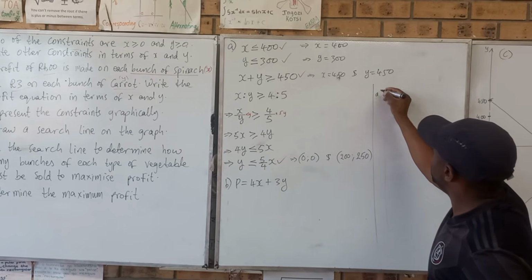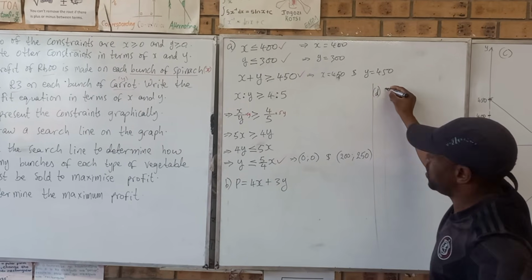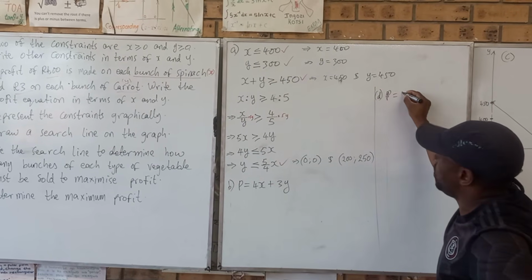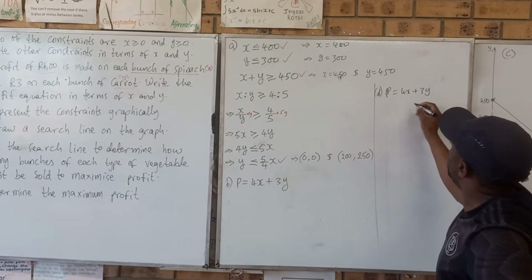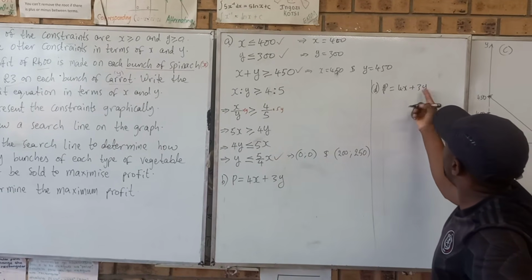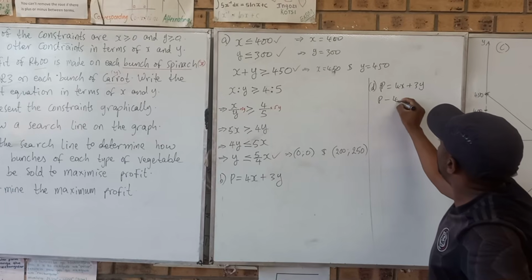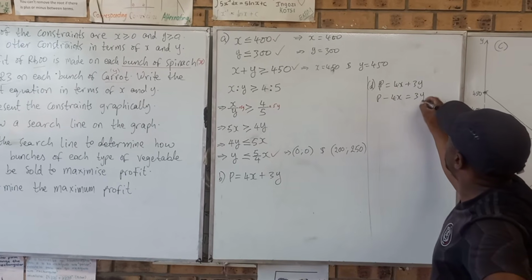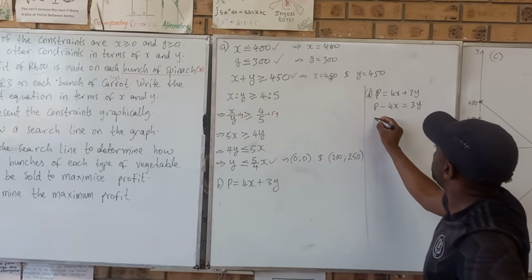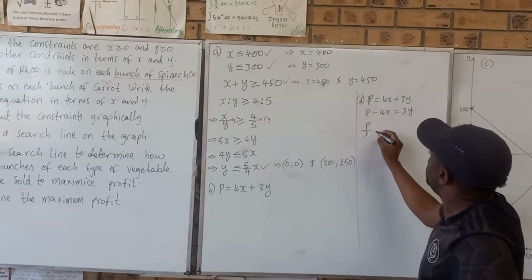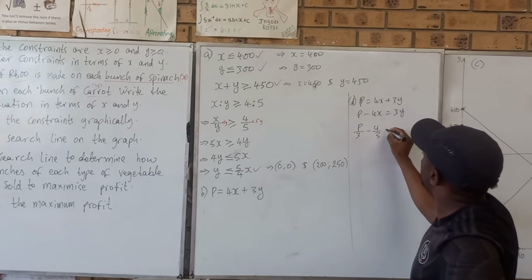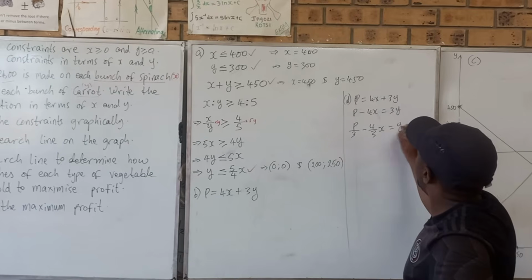So I'm doing D there. My profit equation is P equal to 4x plus 3y. So I have to make y the subject. So 4x goes to the left. I get 3y, and I divide each term by 3. So I get P over 3 minus 4 over 3 x is equal to y.